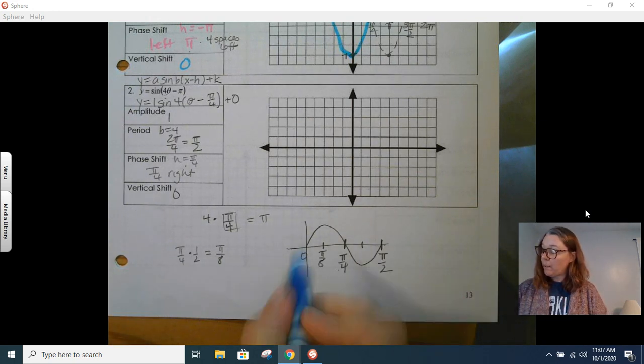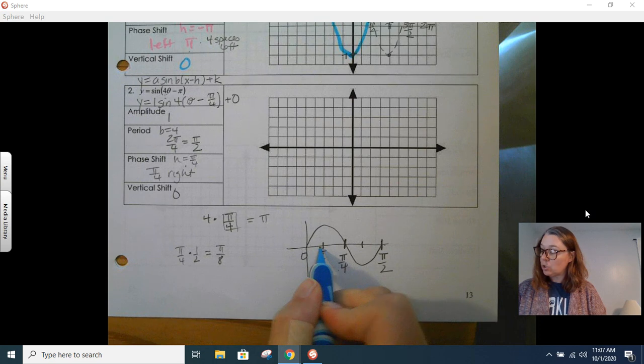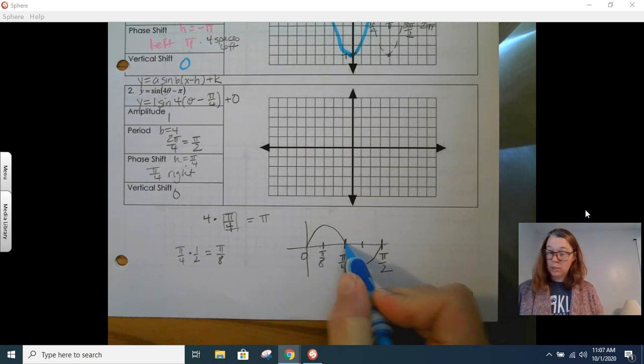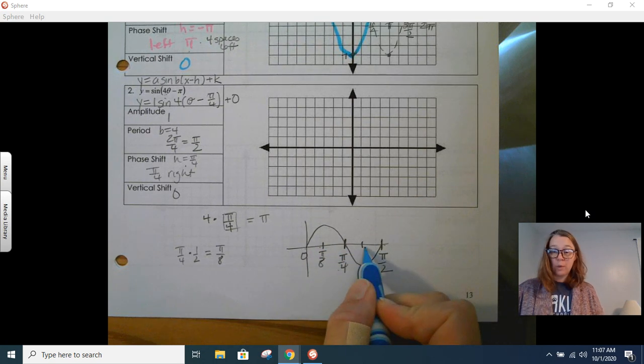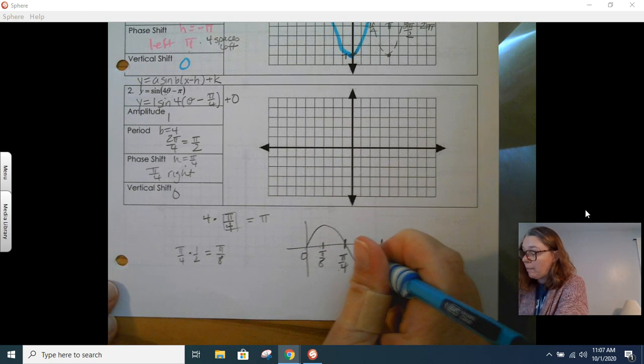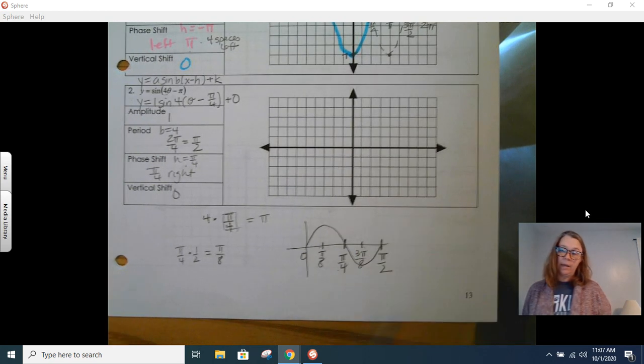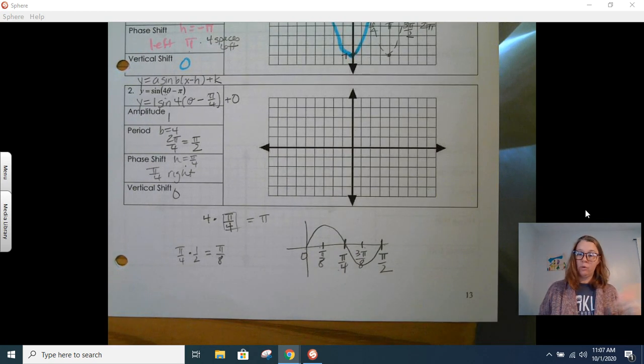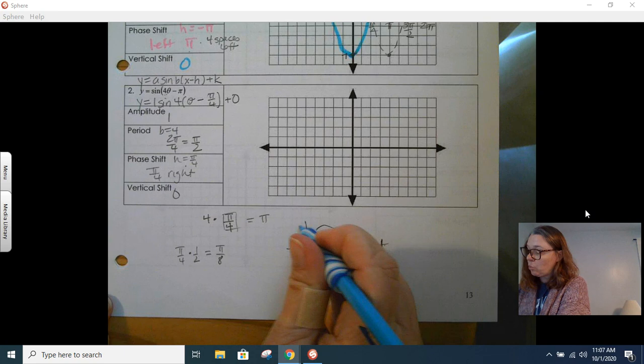Okay, well, now this is broken up in eighths. This is 1/8. This is 2/8, right, which reduces to pi over 4. This is now 3/8. So this is like 3 pi over 8. And that's 4/8, or 4 pi over 8, which is 1/2 pi. Okay, and then my amplitude is 1.